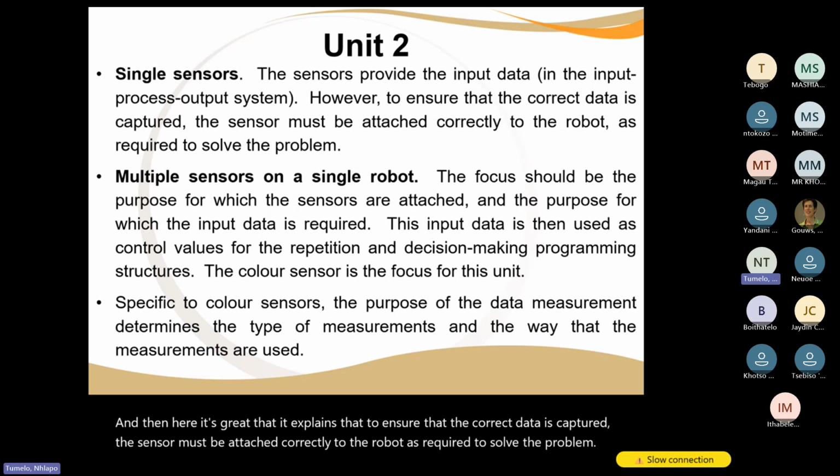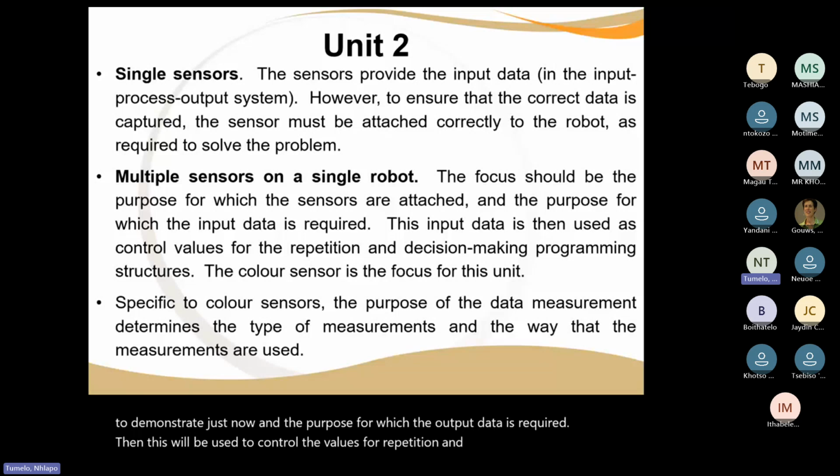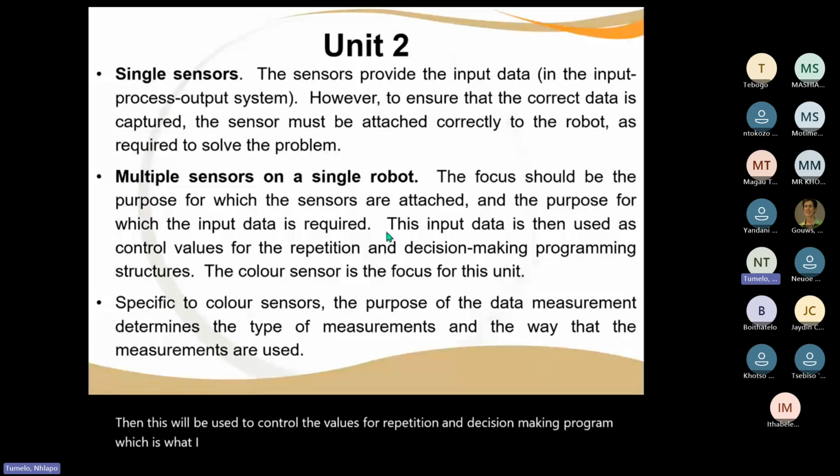All right. Now there are multiple sensors on a single robot that one can use. But please note that the focus should be the purpose for which the sensors are attached. For example, you'll see that today the focus will be on color sensors to follow the line, which is what I'll be able to demonstrate just now. And the purpose for which the output data is required. Then this will be used to control the values for repetition and decision-making in the program, which is what I'll also touch on as well.